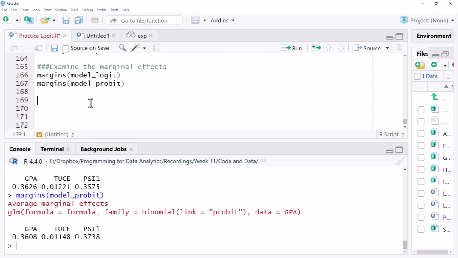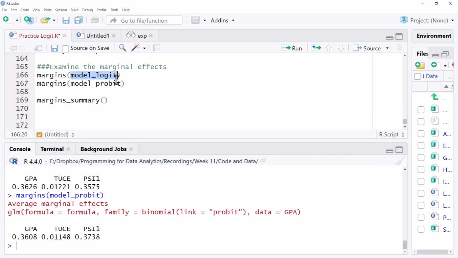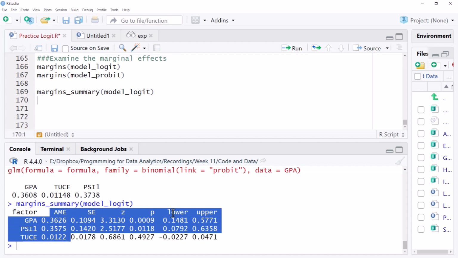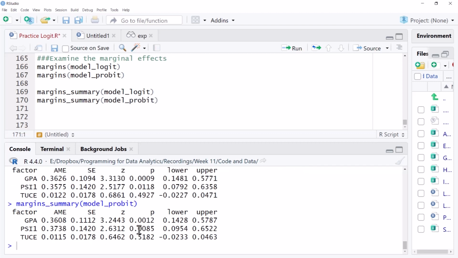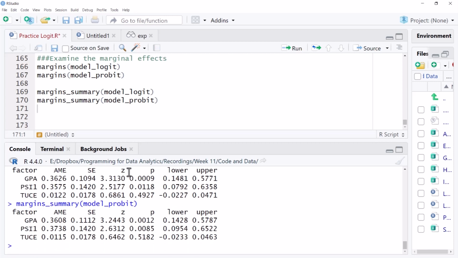However, if you want more detailed marginal effects, you can run the margins summary command to get the average marginal effect, which you already saw, and also the lower and upper bands. You can do the same thing for probit: get the summary, the lower and upper bands, and their significance. As we can see from the marginal effects, we do not find TUC significant either. In fact, PSI1 and GPA are the two that are significant, which is consistent with what we discussed. In the next video, we'll examine the goodness of fit measure and conclude the case study.